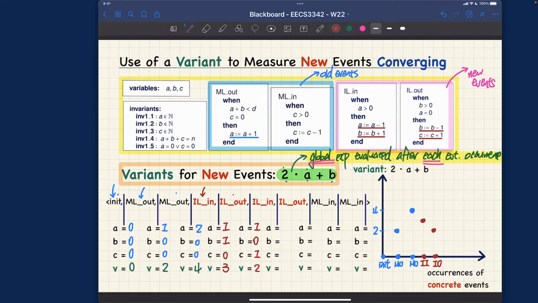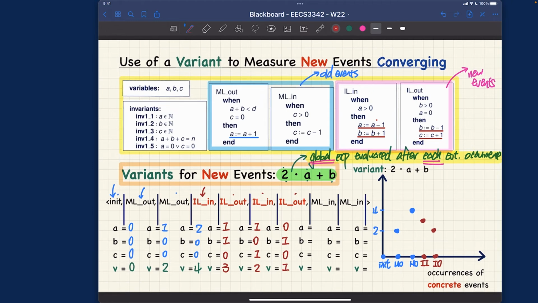Hopefully you can now see the pattern over here. And can you just imagine what's going to happen after another 2 events, the new event, the same? So for ILN, if we do it once more, let's calculate them very quickly. For ILN, we're going to decrement A from 1 to 0, increment B from 0 to 1, and C remains the same. What's the variance value? 2 times 0 plus 1 will be 1.